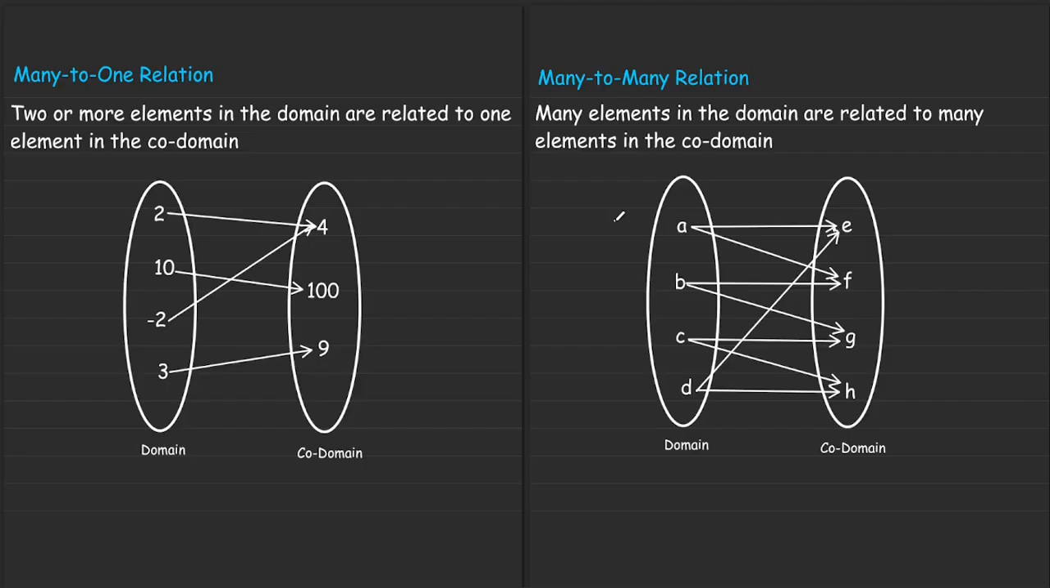So these are the types of relations. It is important that you take note of the difference between one to many and many to one. You look at the arrows. So when one element from the domain has an arrow that points to many, that is when it becomes a one to many. But then when many in the domain maps to just one in the codomain, that is where we say it's many to one.